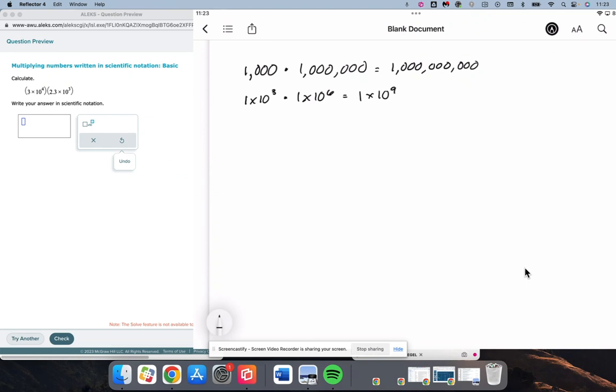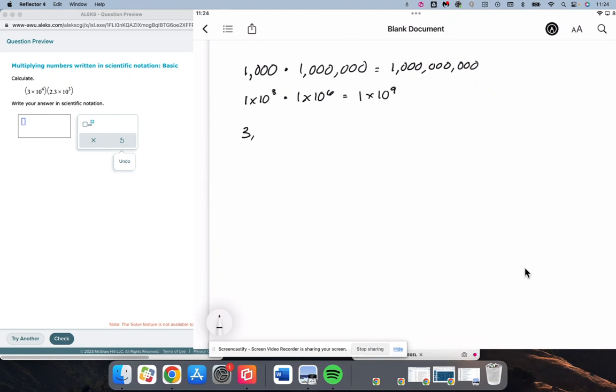And so when we're multiplying numbers in scientific notation, what we need to do is look at the exponent that's on the 10 and then add those two exponents up. That's going to be the exponent that goes on our final answer. We'll do one more example of that.